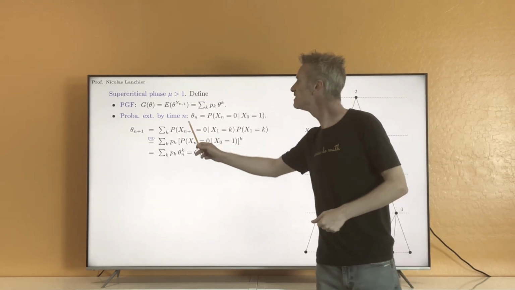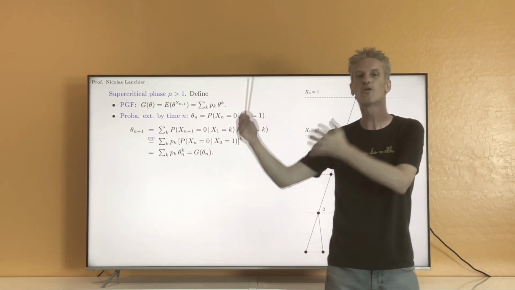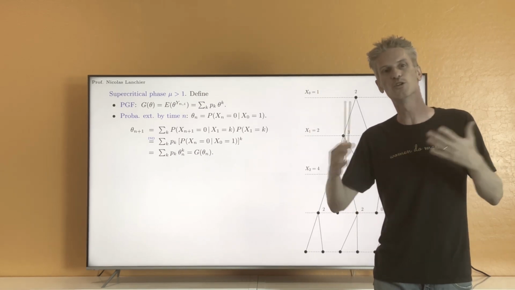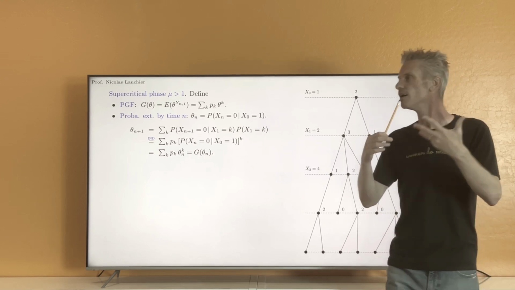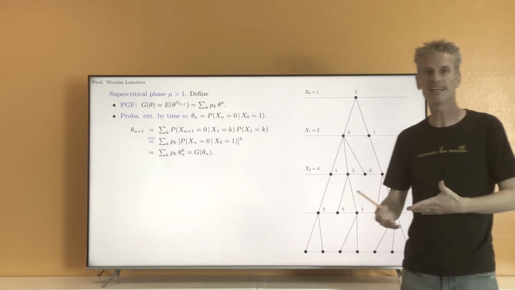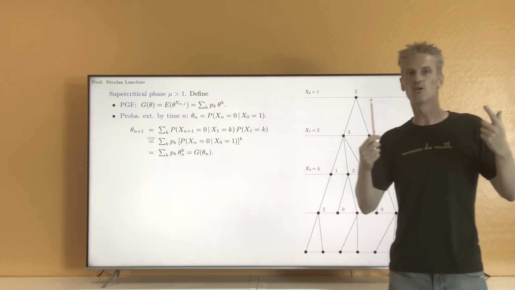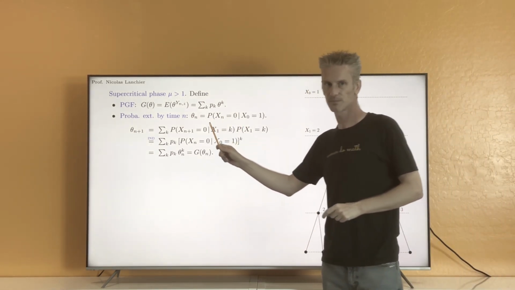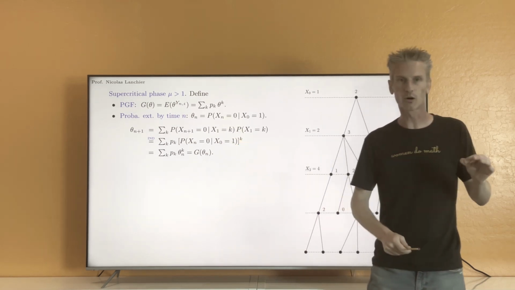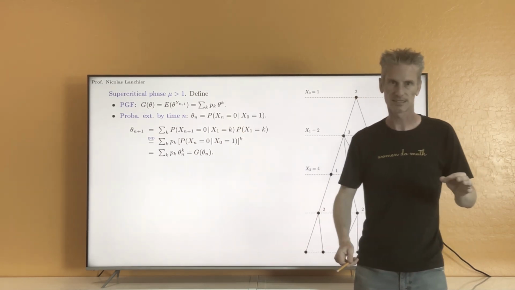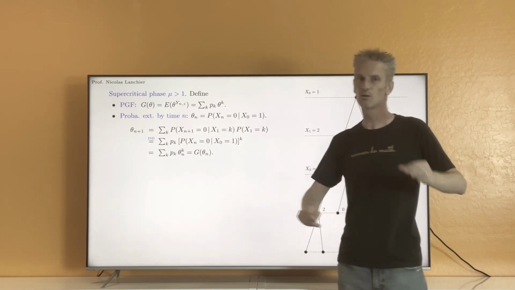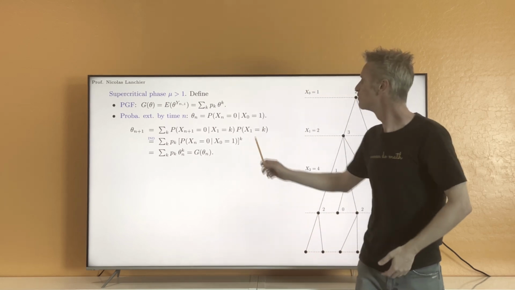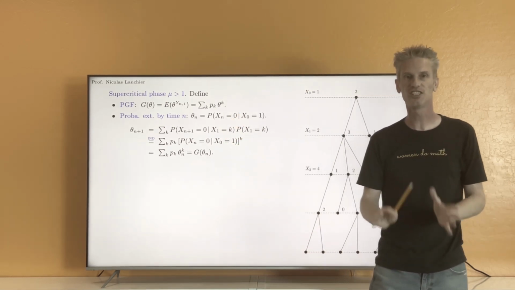In fact, this sequence theta_n is going to converge to a limit that is exactly equal to the probability of extinction of your process. To prove that, we can use again the monotone convergence theorem. So first, notice that the sequence of events {X_n = 0} is a monotone sequence, because if X_n equals 0, of course X_{n+1} is going to be equal to 0. So this sequence of events is non-decreasing.